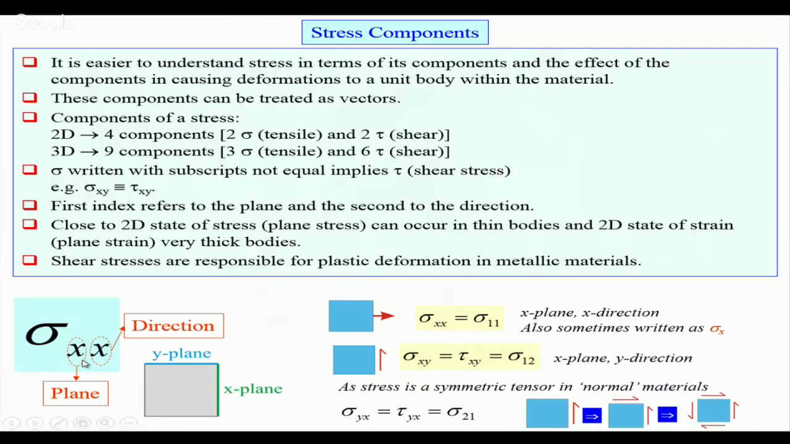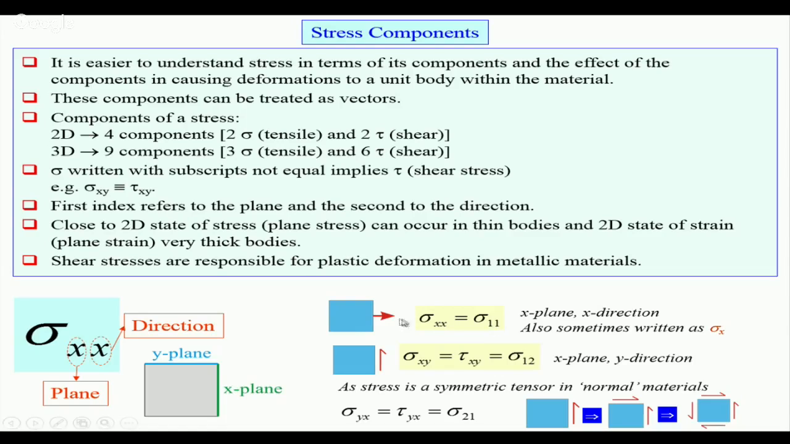So the first subscript is the plane on which this stress is acting. So it is acting on the x plane, so the first subscript designates that. The second subscript is the direction. So if there is a normal stress acting on this element in the orientation as shown in the figure, it will be x: acting on the x plane and along the x direction.